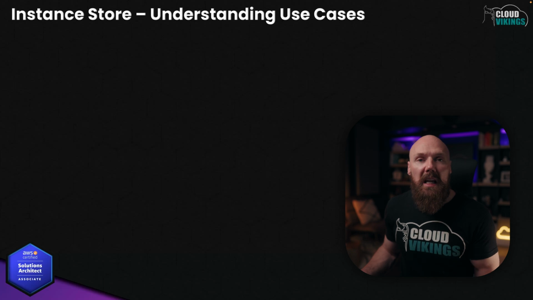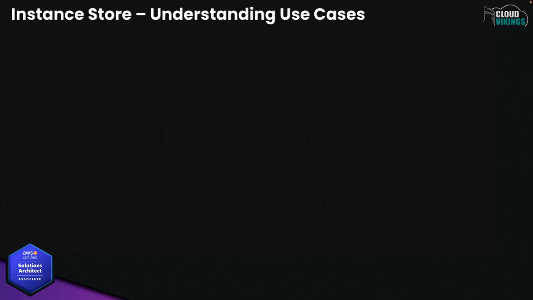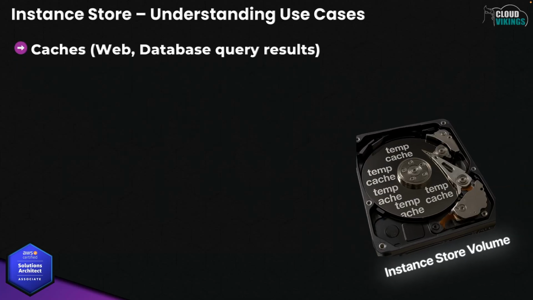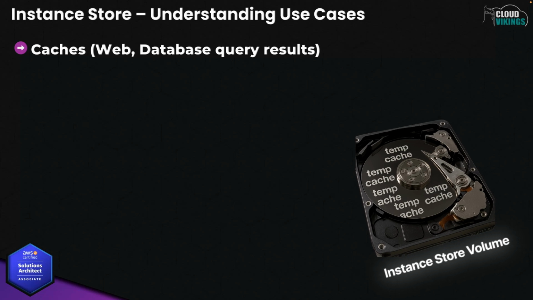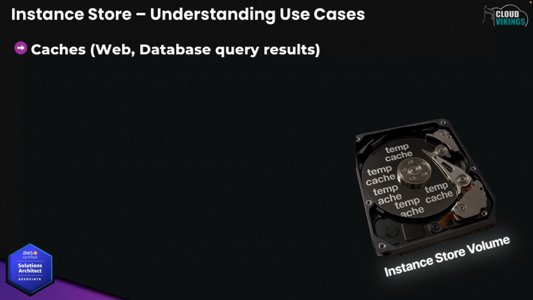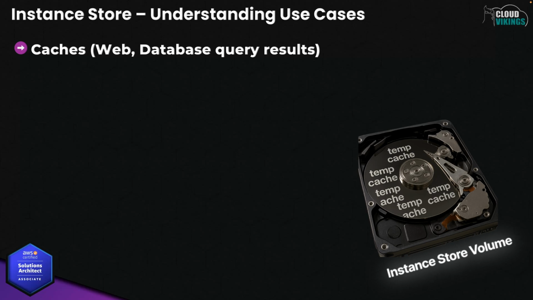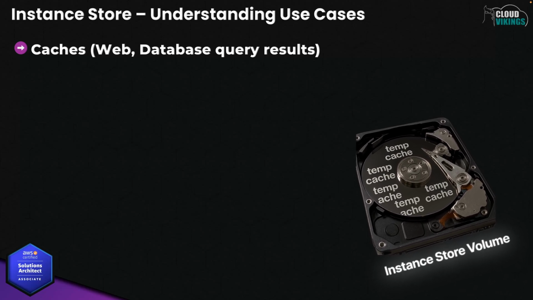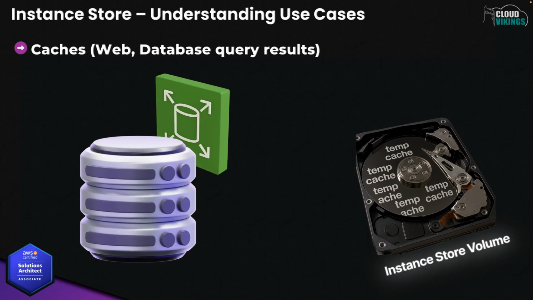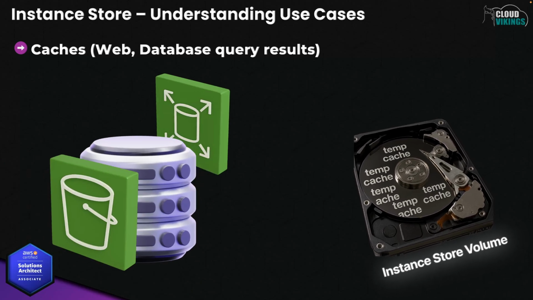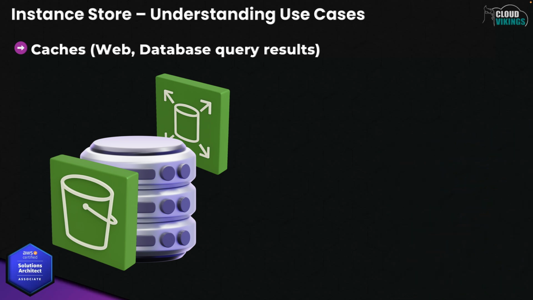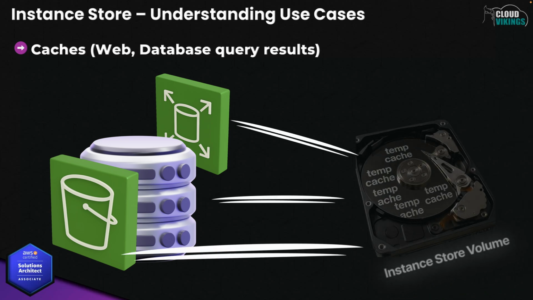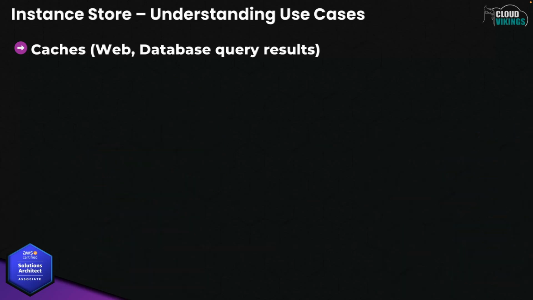So, given the great speed capabilities but its highly temporary nature, where does instance store-backed volume storage actually make sense? Well, it's perfect for things like web server caches, database query result caches, or session state storage, where speed is critical for performance, but the original source data should exist elsewhere, like in a database, perhaps again on EBS or in Amazon S3. If the instance store data is lost, the cache can simply be rebuilt from the source without any permanent data loss.